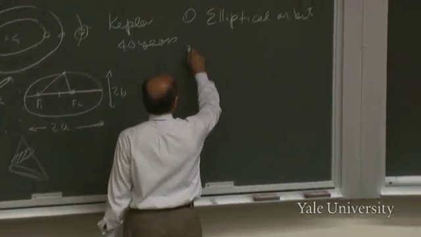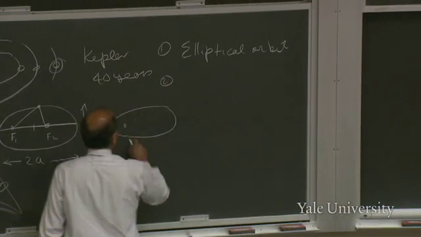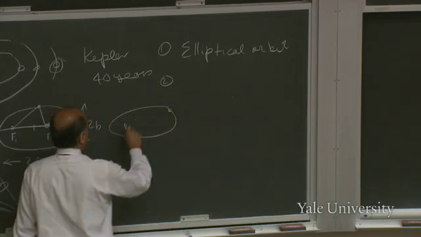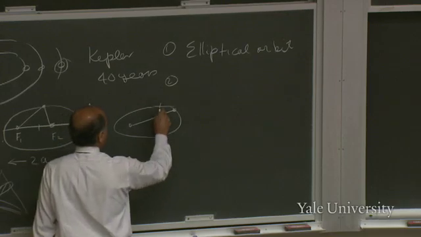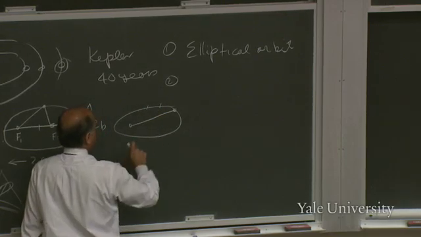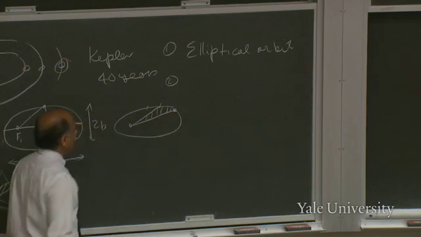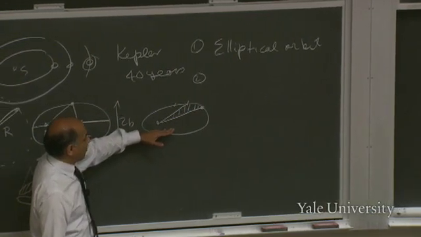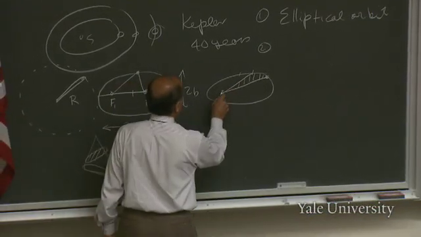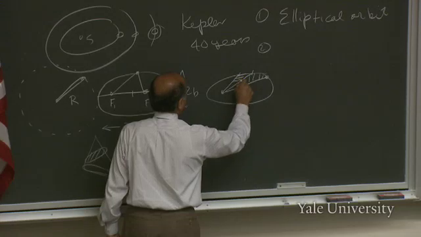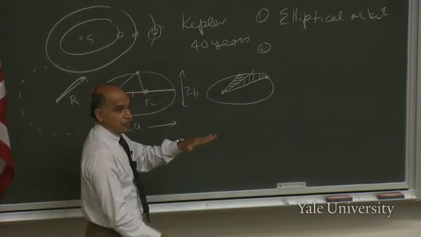The second statement is the following. Pick one planet, and it's there today. You wait a week, it's there, and you wait another week, it's there. You join these two lines and call that the area swept out by the planet in the first week. Then in the second week, the area swept out is that. So it's the area intercepted by the two radial vectors and the arc along which you move.